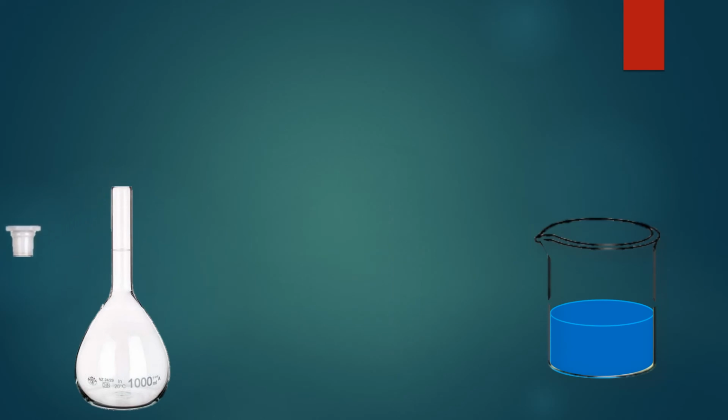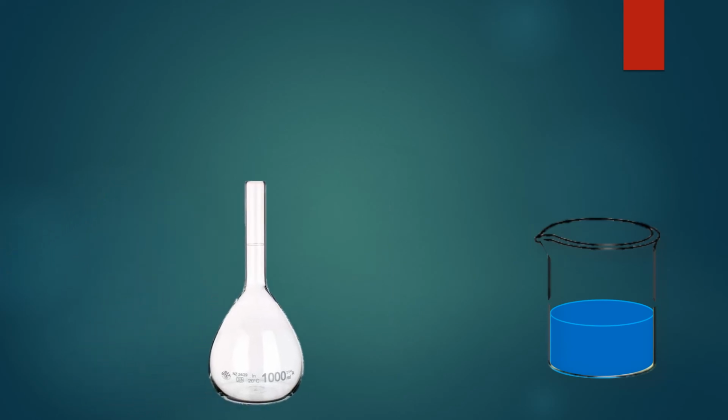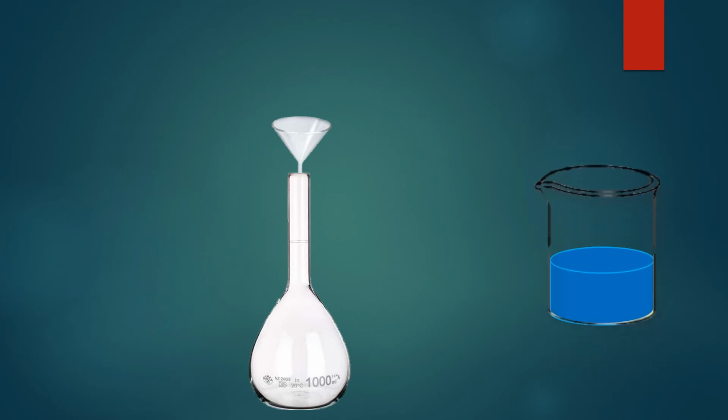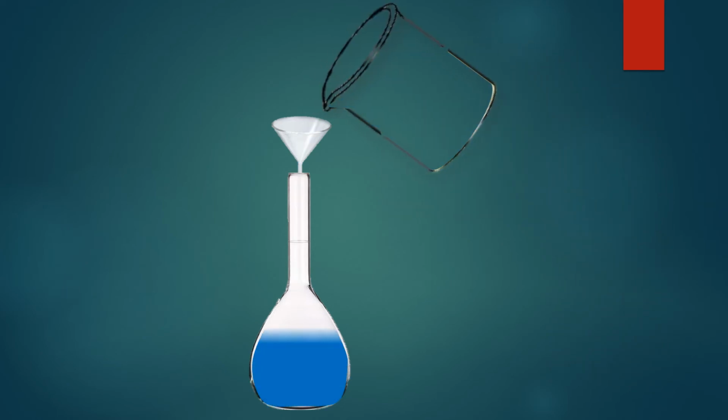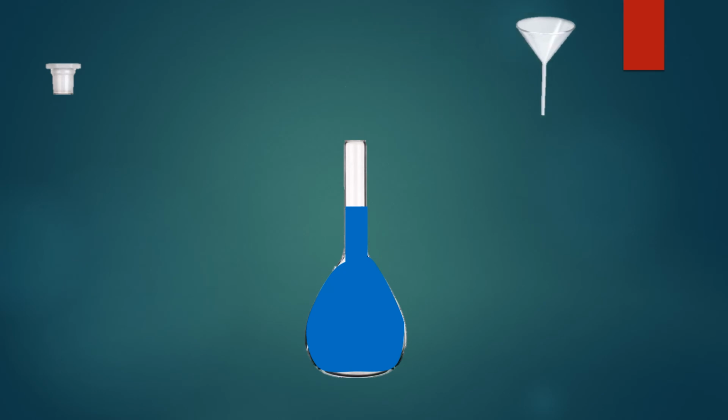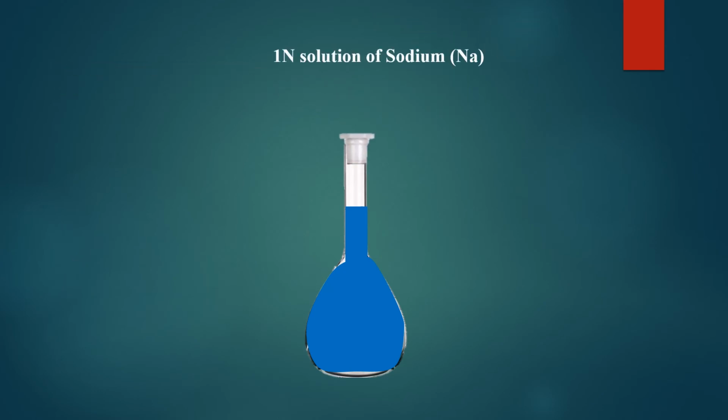Open the flask. Place the filter paper on funnel. Always use filter paper, as it removes any kind of impurities if present in solution. Now add the sodium chloride solution in measuring flask. Add more water up to the mark. Store the solution for further use. This is 1 normal solution of sodium metal.